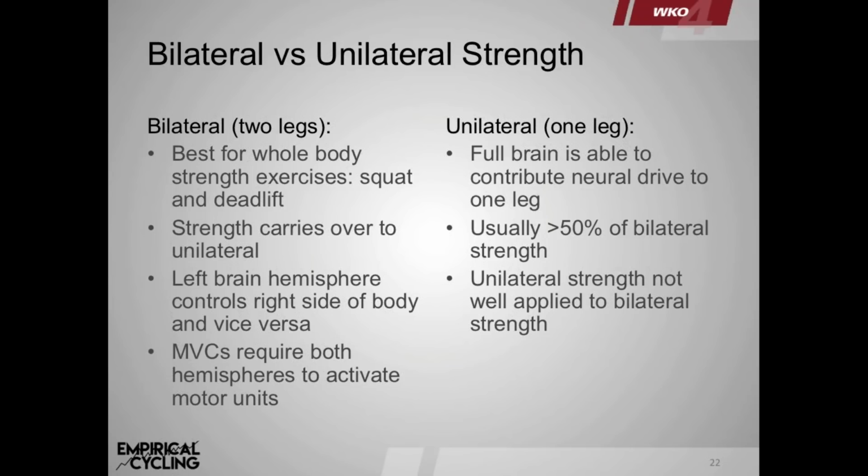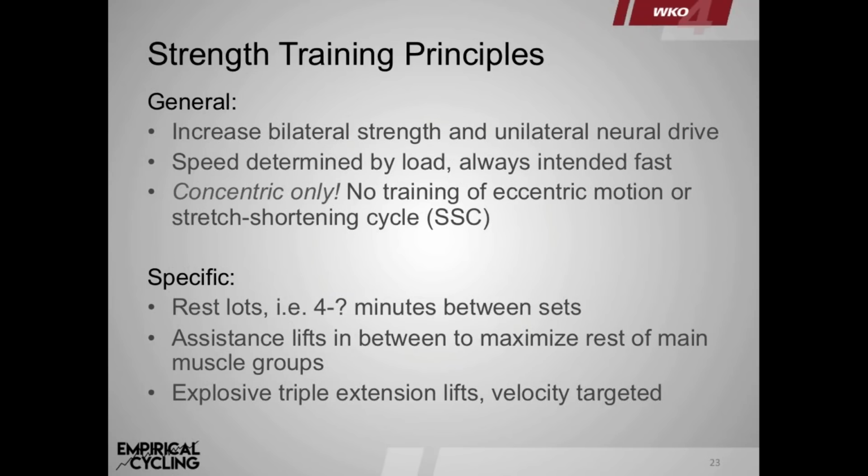So talking about strength training some more, in general, like I was just talking about, increase bilateral strength and then increase your unilateral neural drive. The speed is determined by load, but you always intend it to be fast. I'll talk more about this in a second. And this kind of goes with the next part. I only train the concentric part of lifts because in cycling we only have concentric action in the legs. So I don't train eccentric motions or stretch shortening cycles.